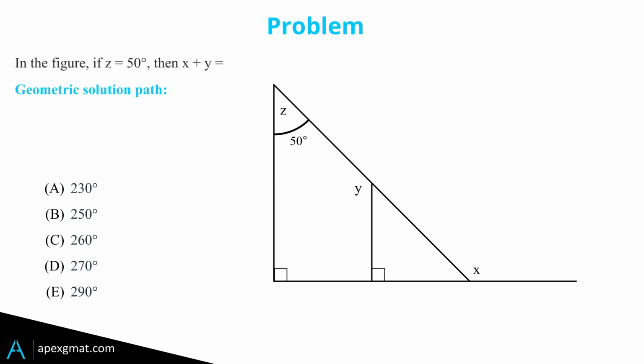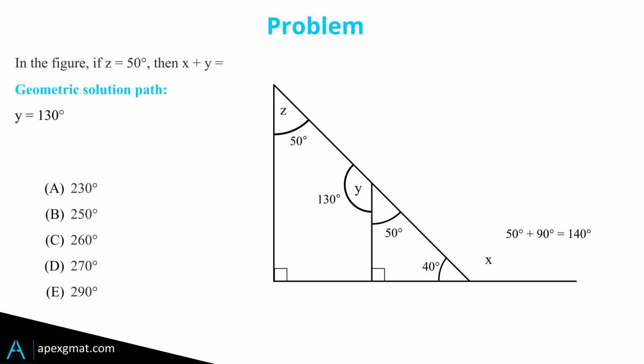But let's begin with the y. We have a quadrilateral, and it has parallel sides, which means the two angles, z and y, must equal 180 degrees. That's one of our geometric rules. If z is 50, that means y is 130, and we're halfway there.